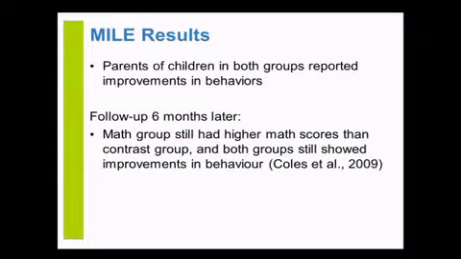Fortunately, they also followed them up 6 months later. So they had the 6-week intervention and then they did not have any more individual math tutoring. And still, when they contacted them 6 months later, the math group still had maintained a lot of their improvements in math and still had significantly higher math scores than the control group. And they both still also showed the improvements in behavior. So this is exactly what we want to see. This is fantastic. We can improve math and we can maintain those improvements 6 months later.